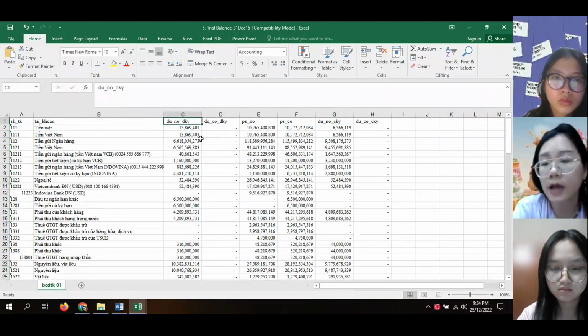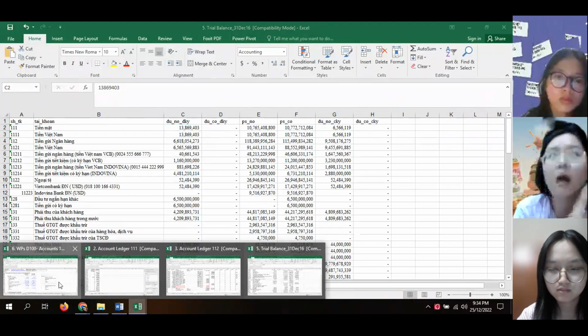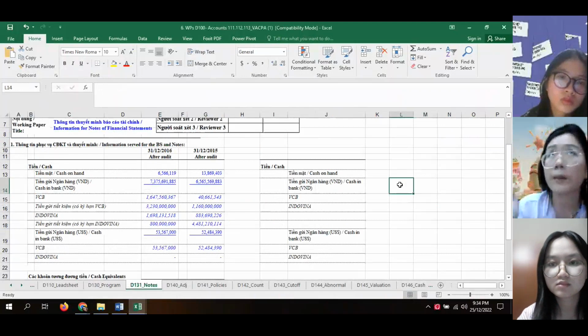You don't need to open this tab. You just open the working paper tab. You only need to open the working paper tab.